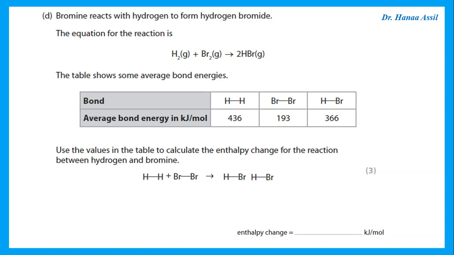So we have one H-H bond, and that is 436. One Br-Br bond, so that is 193. And remember, it is reactants minus products. So the products here are 2 H-Br bonds. Each of them is 366. So reactants minus products, you get a delta H of minus 103. Remember, delta H must have a sign.